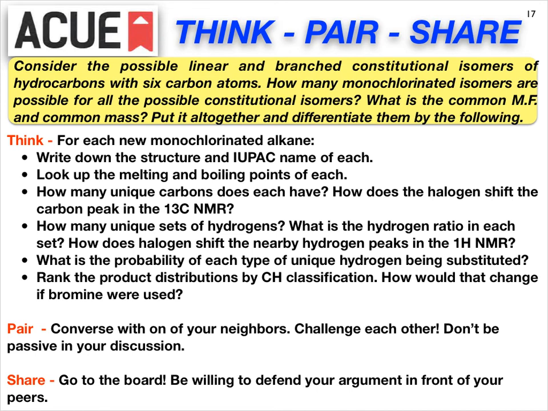How many possible linear and branched constitutional isomers have 6 carbon atoms? So that's your first thing in this prompt. Of those, how many monochlorinated isomers are possible for each? Keep in mind, they're going to have the same molecular formula, same mass. So knowing that, how do you differentiate all of them?